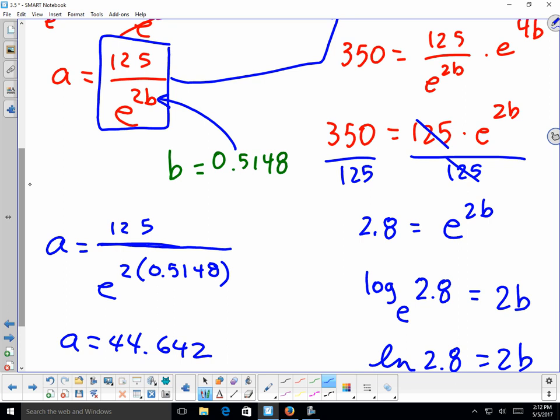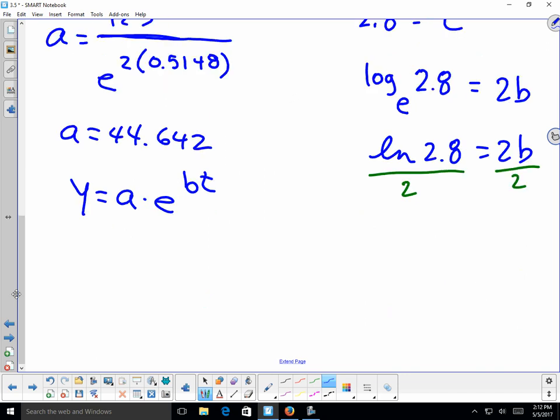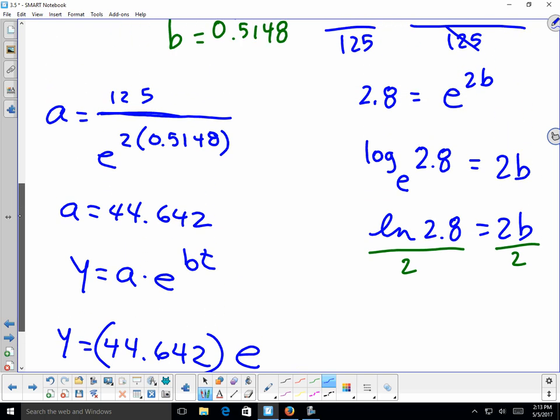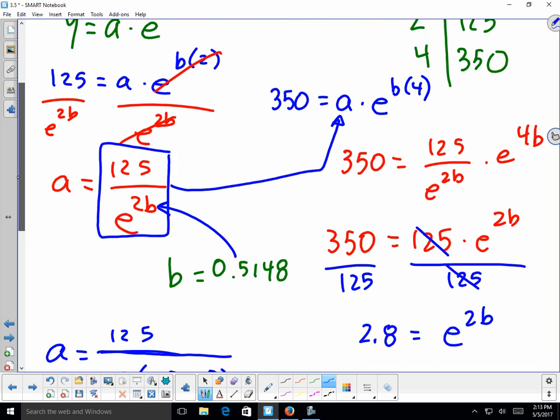All right. Now, if I plug this A value and this B value back into my original model, remember my model is y equals A times e to the bt. So I'm going to have y equals 44.642 times e to the, what did we say it was? 0.5148t. Does that look okay? We finally have our model written.